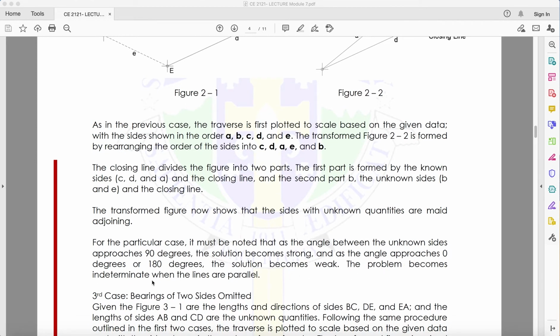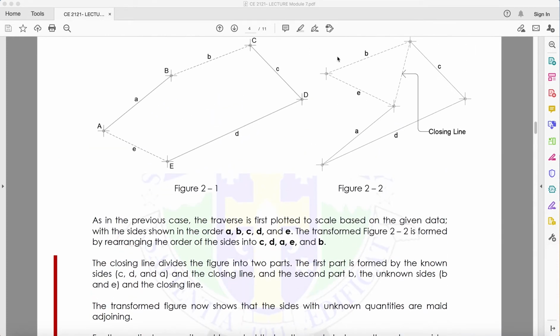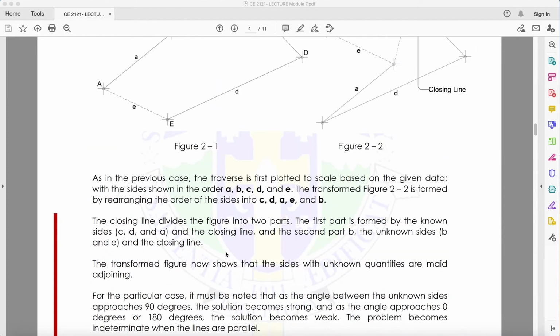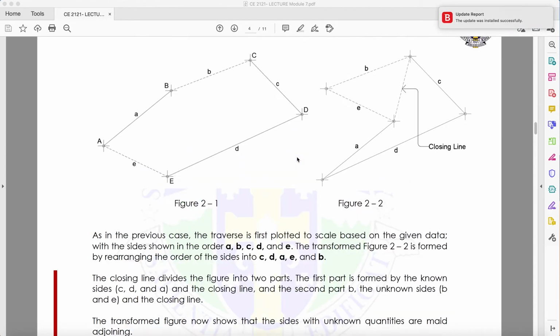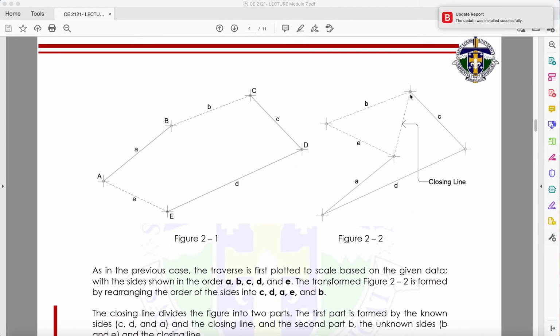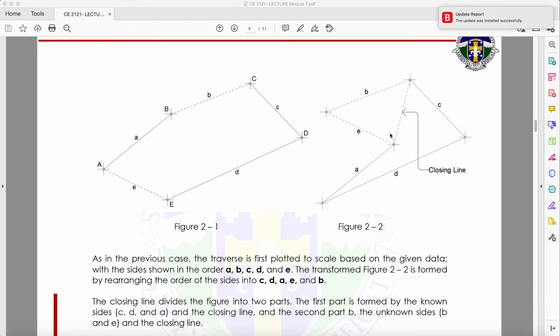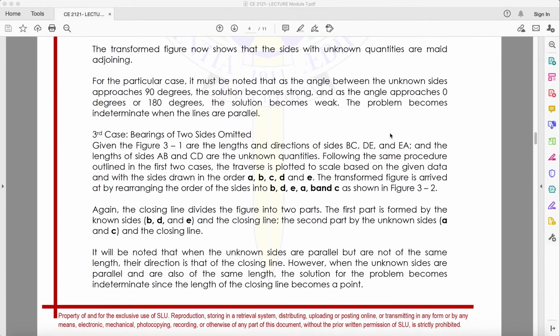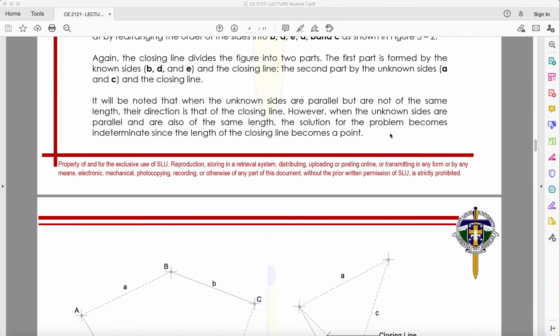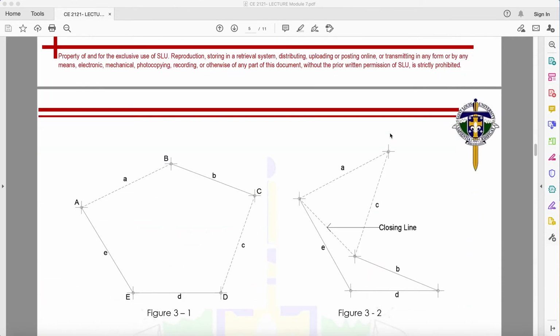The problems become intermediate when the lines are parallel. So pag naging 180 na siya, take note dito, approaches 0 or 180. But if it is already 180, for example, this AB is in parallel with E, we can no longer solve that. Okay? Ganun yon. And for the third case is, yeah, we have the same case.